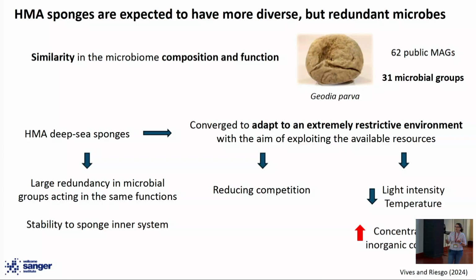Another thing that might be happening is that these bacteria, these microbes, evolved to adapt to a really restrictive environment, such as the deep sea, where they have less light, a lower temperature, and higher concentrations of inorganic compounds, such as nitrogen, for example. So they reduce competition and work as a team to explore the resources they have the most in the deep sea.